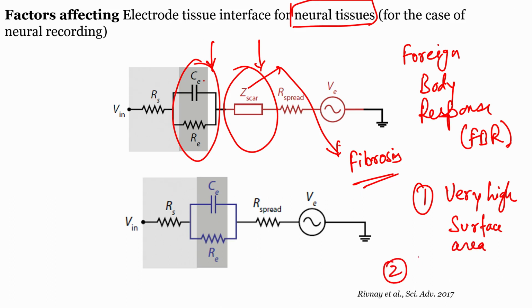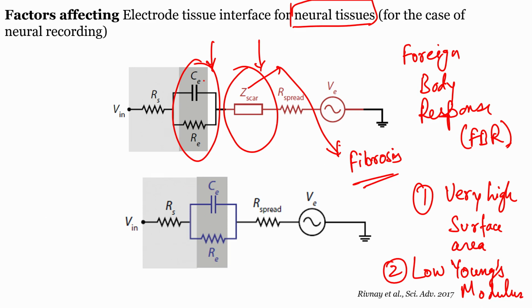And second, low Young's modulus. So if an electrode has a very high surface area, what is the advantage it offers?